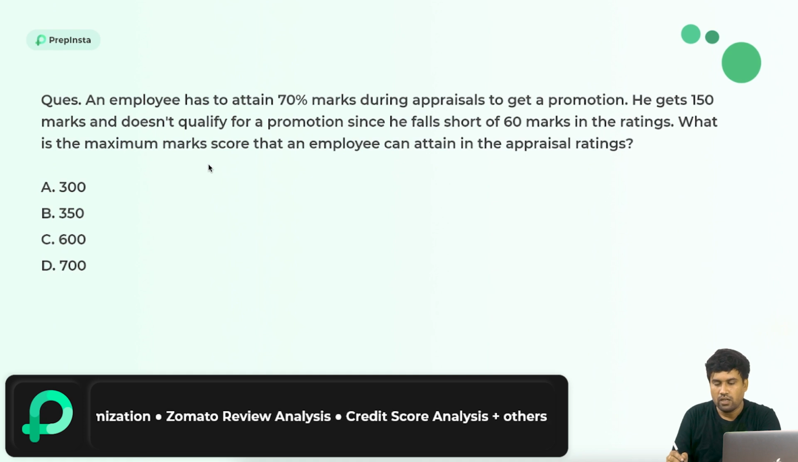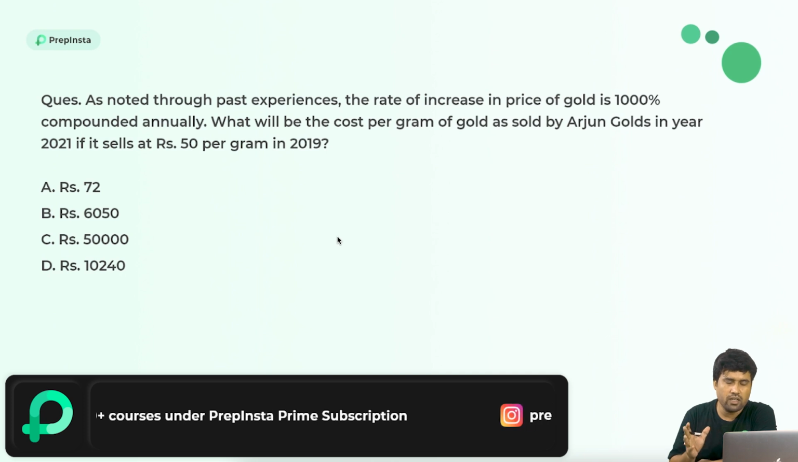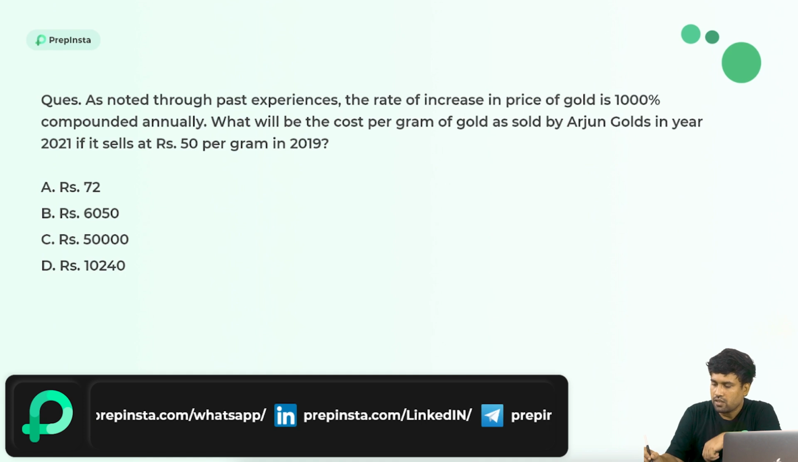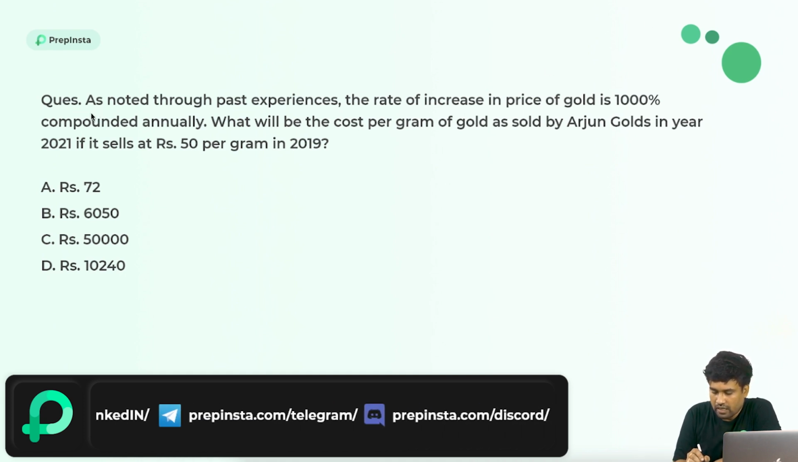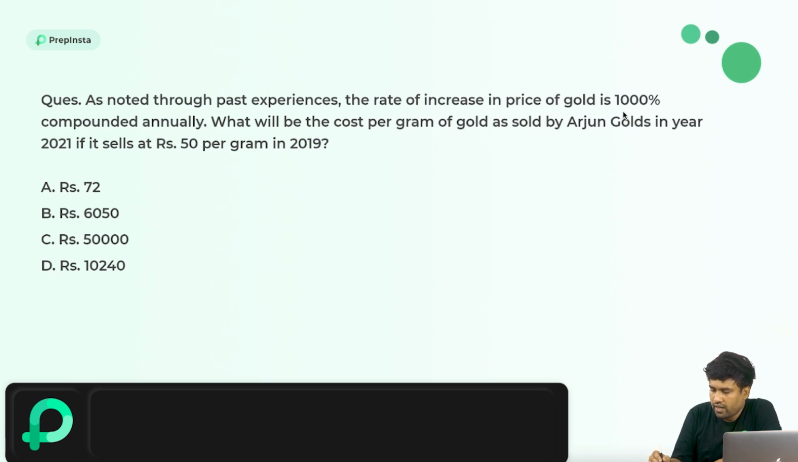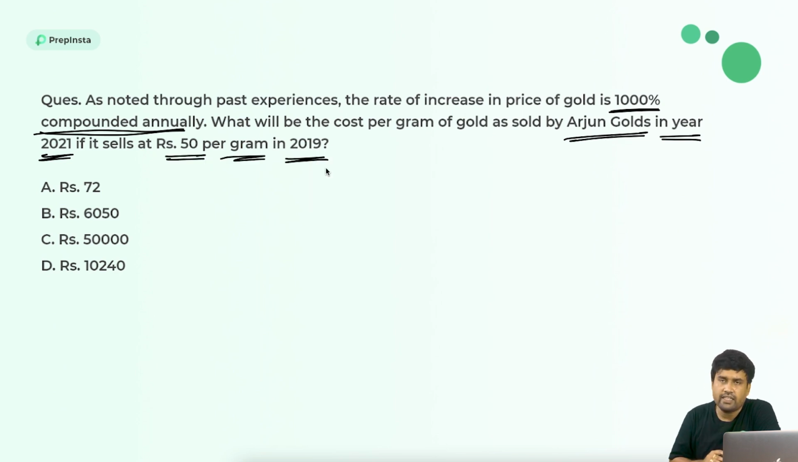So just look into the next problem. So again, try to solve it on your own first, then you can easily understand the way of approach. Okay, just look into the explanation now. As noted through past experiences, the rate of increase in the price of gold is 1000% compounded annually. What will be the cost per gram of gold as sold by Arjun Golds in year 2021 if it sells at a rate of 50 rupees per gram in 2019?